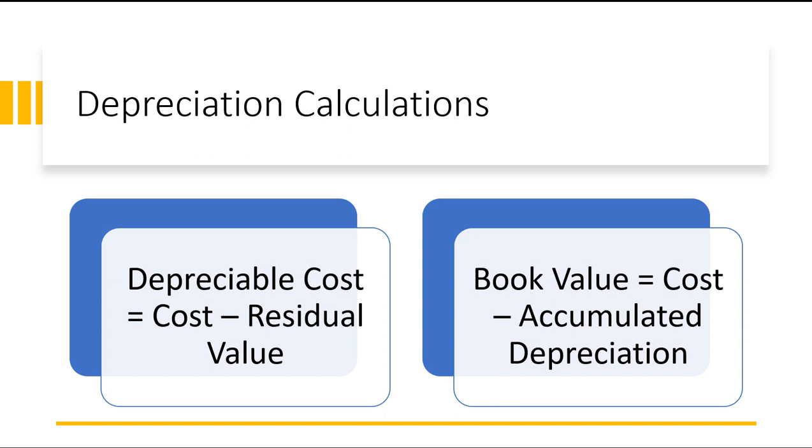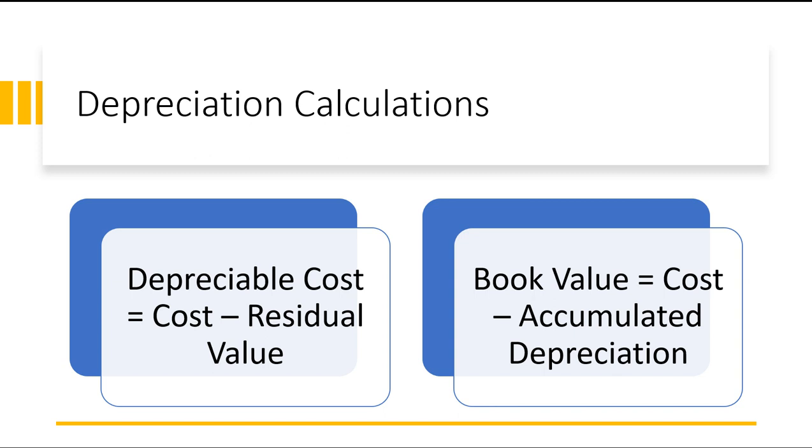So if you buy a car today and you estimate, well, 5 years from now, this car is going to be worth $15,000, the $15,000 is residual value. We don't depreciate that. We only depreciate the part of the cost that we actually have to pay, right? So depreciable cost is the cost minus residual value.